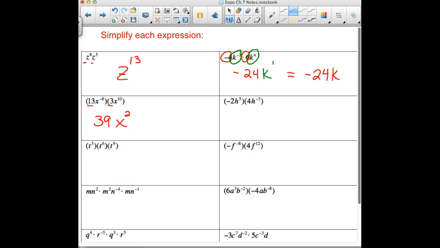And our fourth example, multiplying our negative 2 and 4, we get negative 8. Combining our h's, 5 plus negative 3 should be 2.